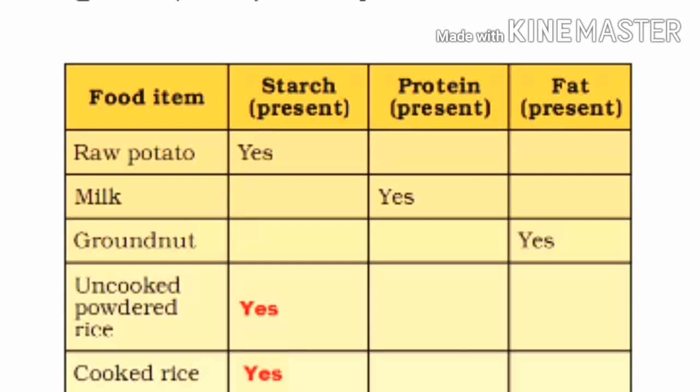So all of them are having the raw potato, milk, groundnut, etc. Here the raw potato has the presence of starch, and the milk has the presence of protein. If it has starch, the color of the raw potato will turn into a blue black color, which shows the presence of starch. The milk will turn into a violet color, which shows the presence of proteins.